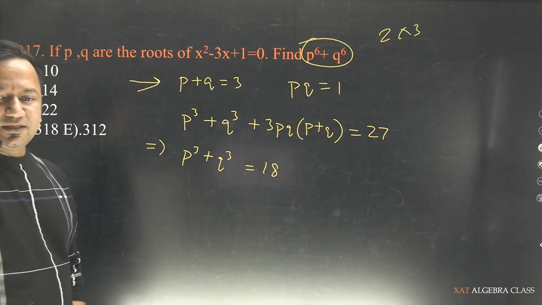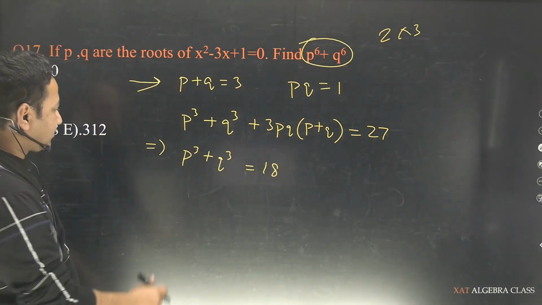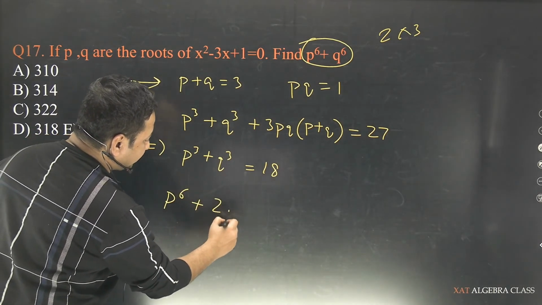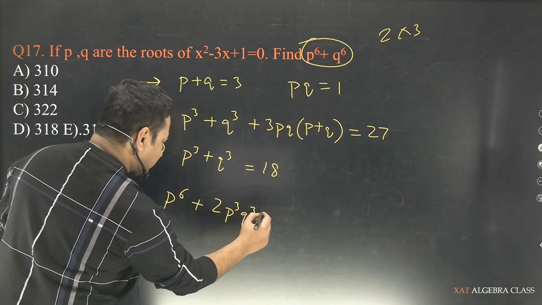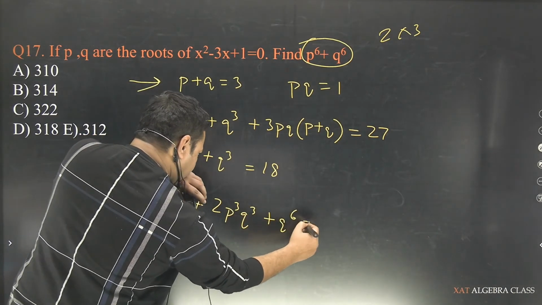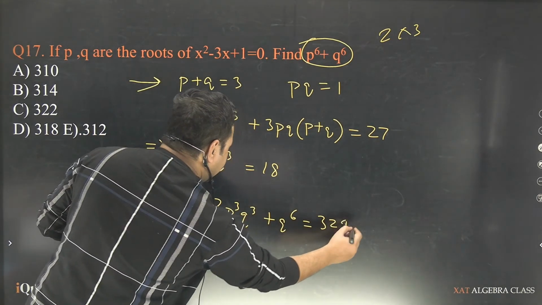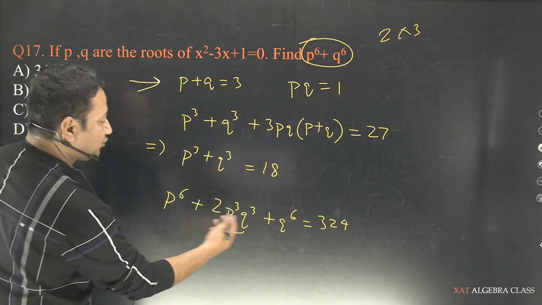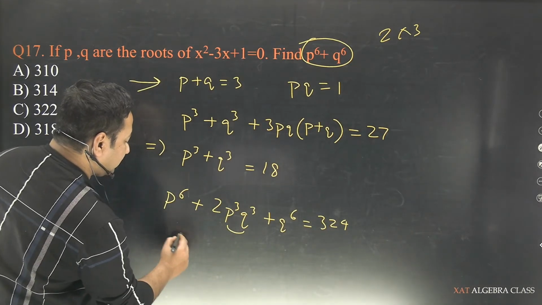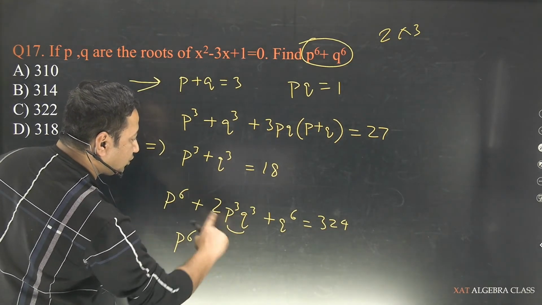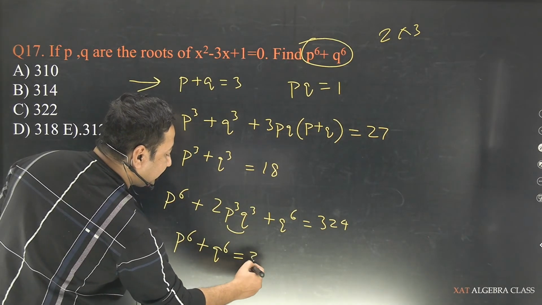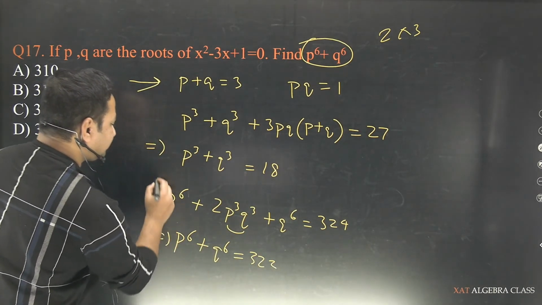Now I can take the square. Okay, taking the square, what do I get? P to the power 6 plus 2 times P cube and Q cube plus Q to the power 6 will be equal to 324. And as we know that PQ is 1, so 2 into 1 cube is also 1, 2 into 1 is 2. Subtracting, sending 2 on the right hand side, I'll get P to the power 6 plus Q to the power 6 is 322. A simple question.